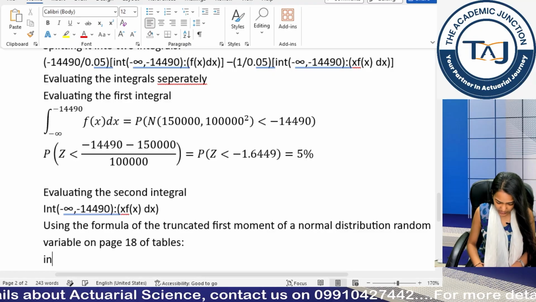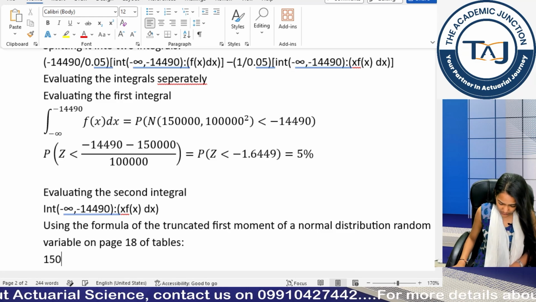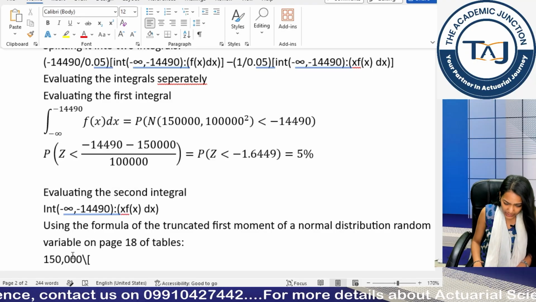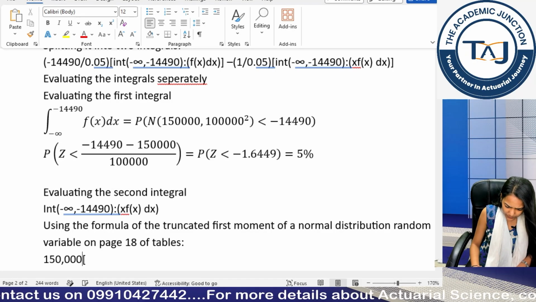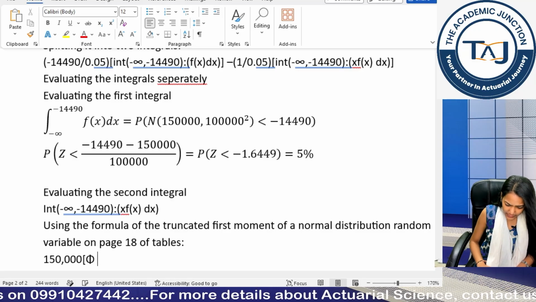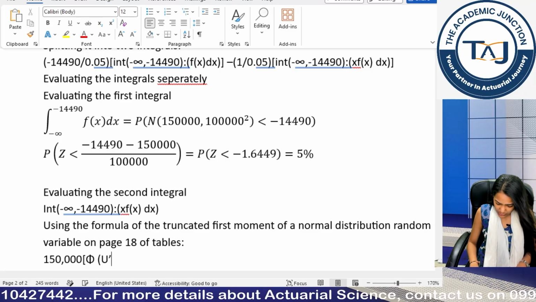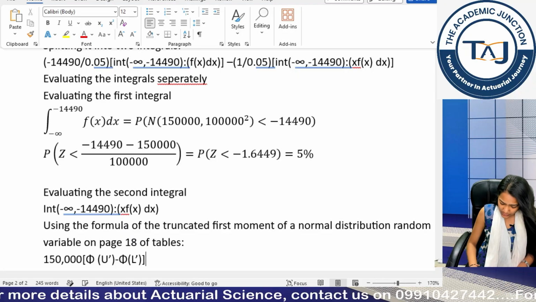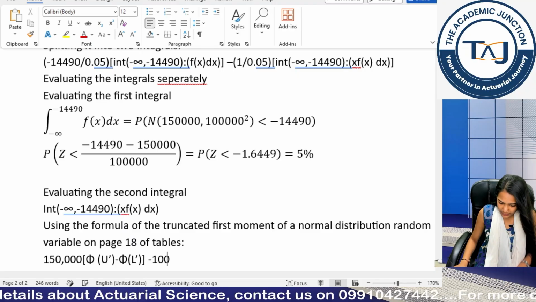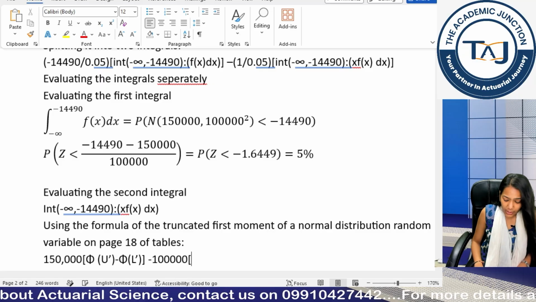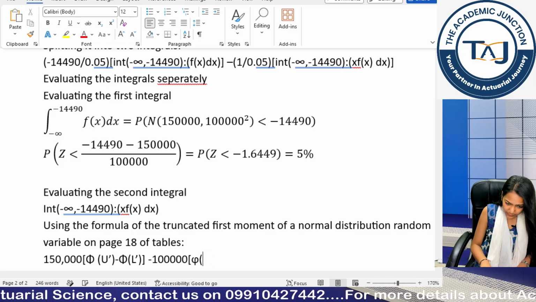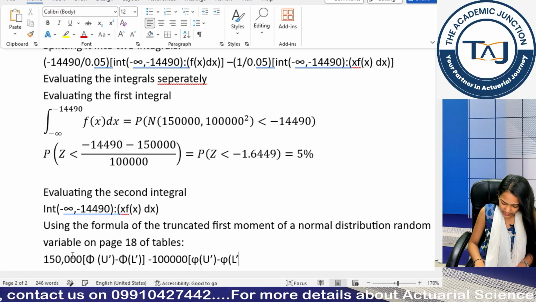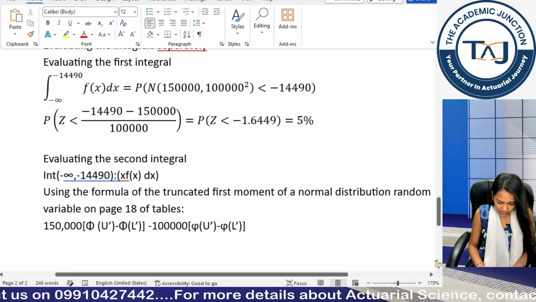Okay, so this becomes 150,000 square brackets. Then we have a capital phi, right? So we use a capital phi brackets u dash, u dash minus capital phi brackets L dash. Okay, brackets close. We are simply writing the formula here, then we will calculate this. Now we have the PDF. So, small phi brackets u dash again minus small phi brackets L dash. Okay. Now, calculating u dash, L dash.